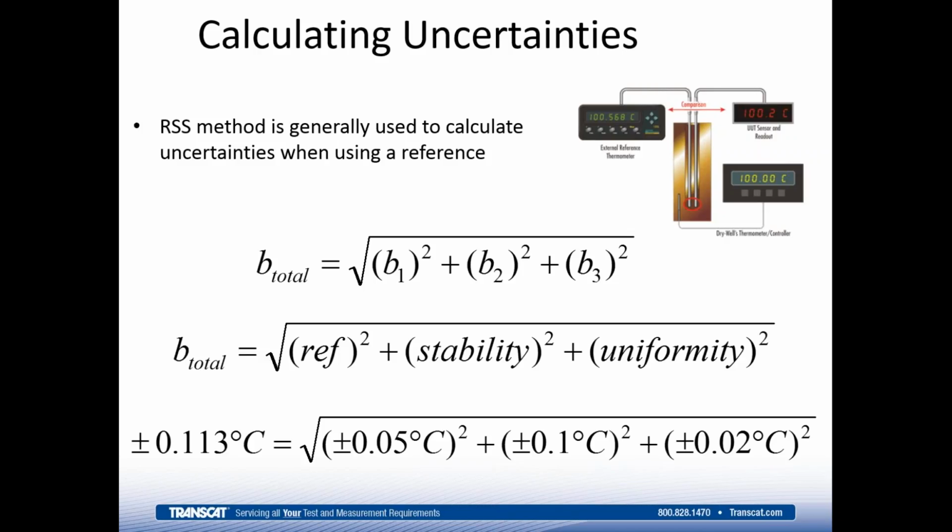And it's the correct way to do it. So, for example, if my reference thermometer is 0.05 degrees Celsius, my stability is 0.1 degrees Celsius, and my uniformity is plus or minus 0.02 degrees Celsius, I can square each of those numbers, add them together, and take the square root, and the result would be 0.113. But if I were to just add them together outright, it'd be 0.17, so there's a significant difference between those two results, 0.17 degrees Celsius and essentially 0.11.